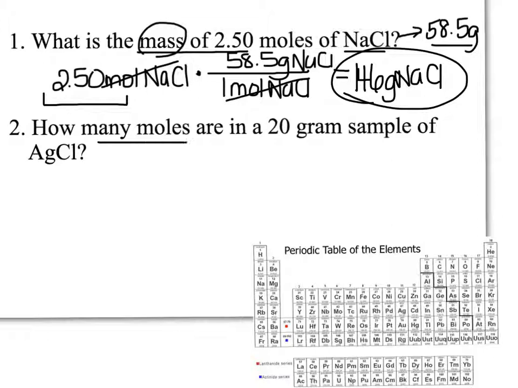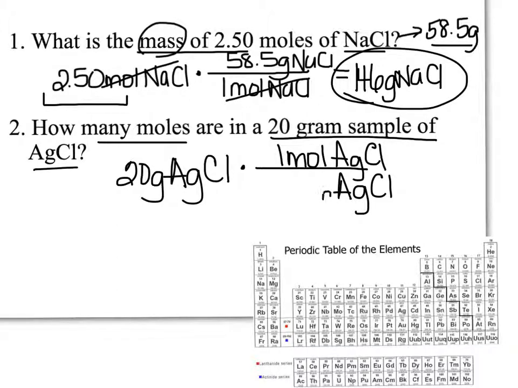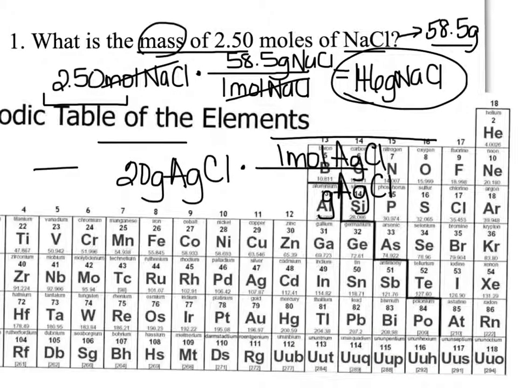How many moles are in a 20-gram sample of silver chloride? So we're starting with 20 grams of silver chloride. Now, in order to answer this question, we know that 1 mole of silver chloride is going to weigh whatever its mass is on the periodic table. All right, so if we look here, silver weighs 107.8, give or take, 107.87. We can round it to 108 if we wanted to, I guess.